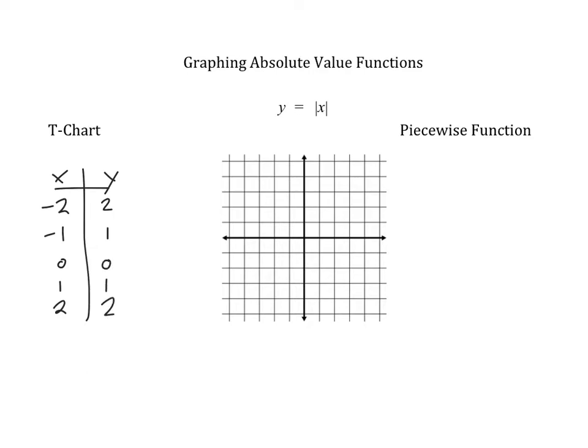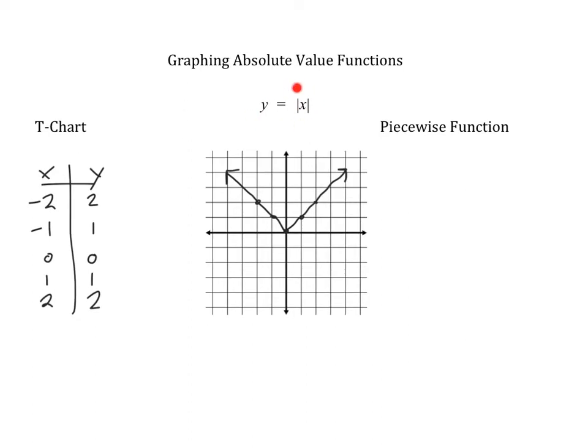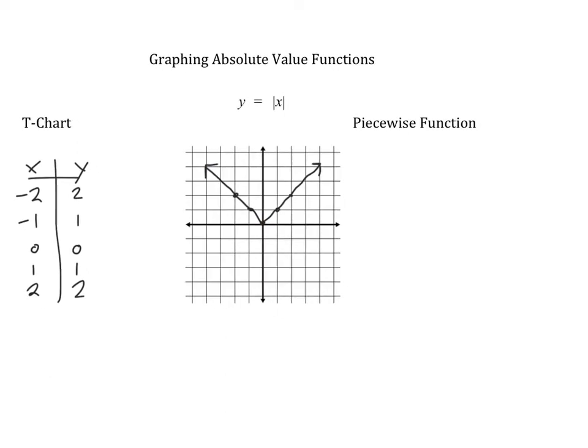And if you plot these points, it looks like a V-shaped graph that is really comprised of two separate linear functions. So that's why we can rewrite any absolute value function as a piecewise function. You'll notice that our transition point between the two pieces is always going to be at the vertex of our graph, which in this case is 0.